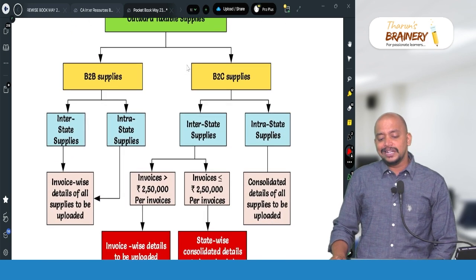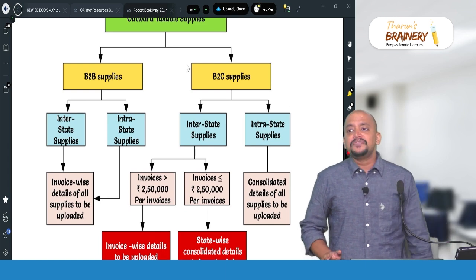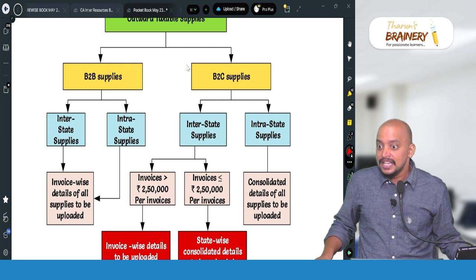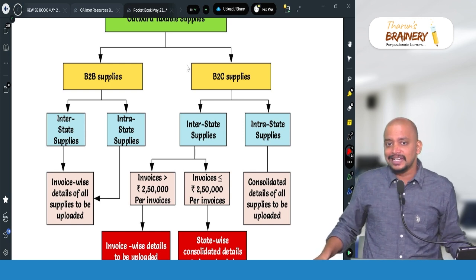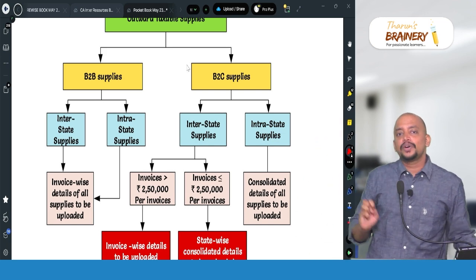Then how the details of outward taxable supplies should be entered in GSTR 1. If it is B2B supplies, always it should be entered invoice wise. If it is B2C supplies, divide it into two, interstate, intrastate. Intrastate we can consolidate, and interstate what we need to do?